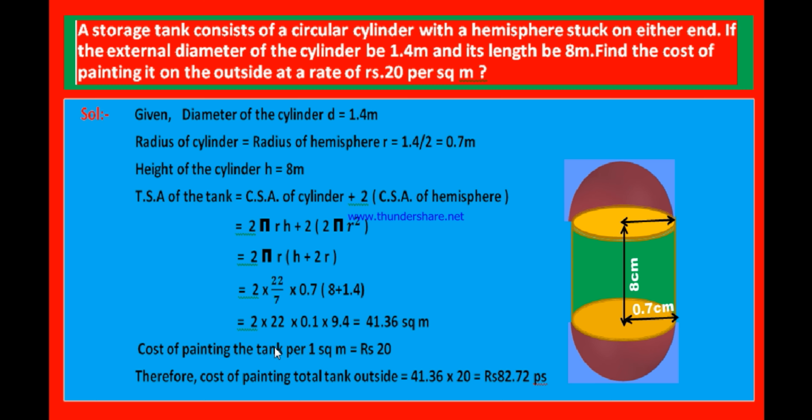Now the cost of painting the tank per 1 square meter is 20 rupees. Now how many square meters do we have here? We have 41.36 square meters. Therefore the cost of painting the total tank outside is equal to 41.36 into 20, which is equal to rupees 827.2.